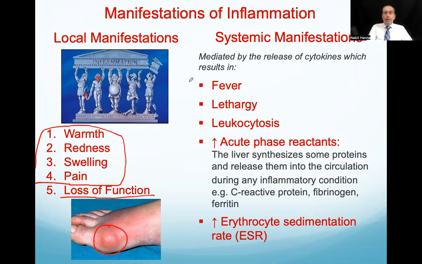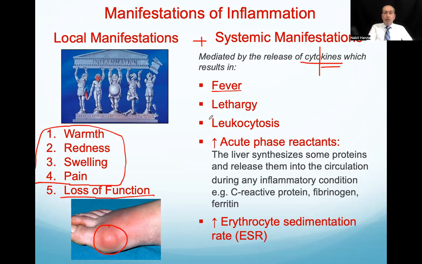And as a result of that, you get loss of function. In addition to the local manifestations of inflammation, you will also have systemic manifestations. And these systemic manifestations are mediated by release of chemicals known collectively as cytokines. Cyto means cells, kines means movement. So these chemicals move between cells. And this results in fever because some of these chemicals will go to the temperature regulating center in the hypothalamus and will reset it at a higher degree, so your body temperature increases, trying to make your internal environment less comfortable for the pathogen to get rid of it.